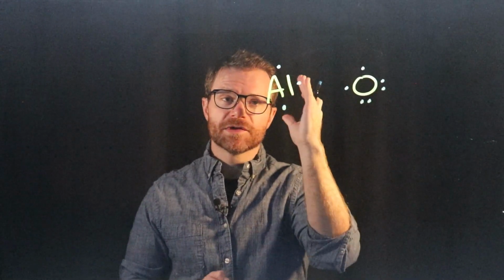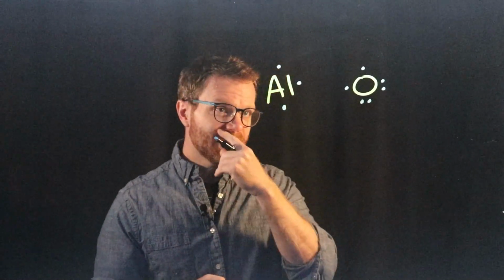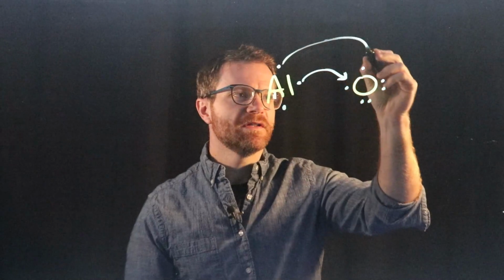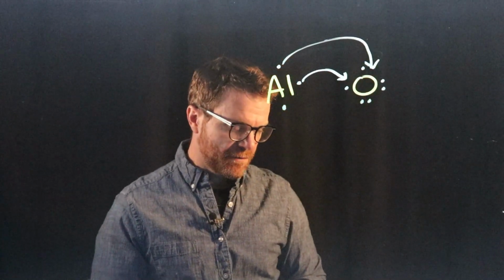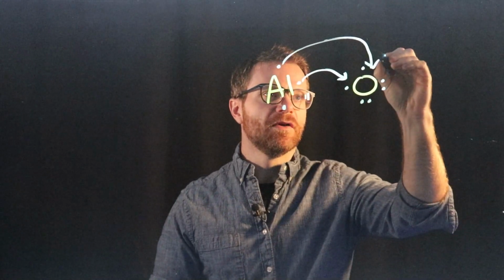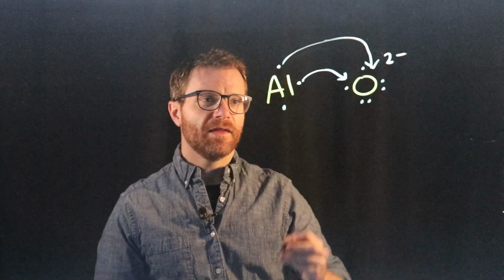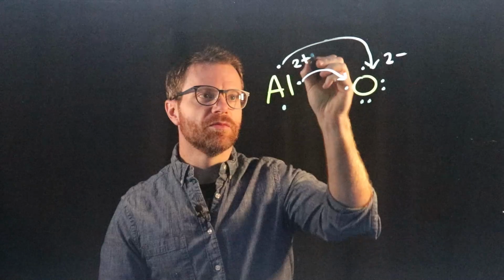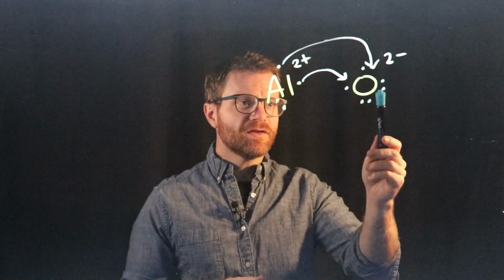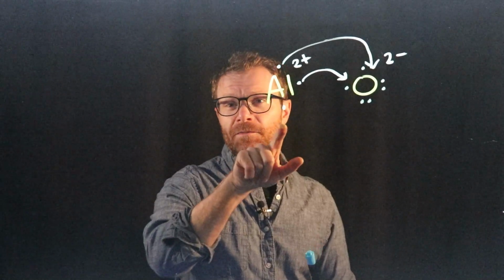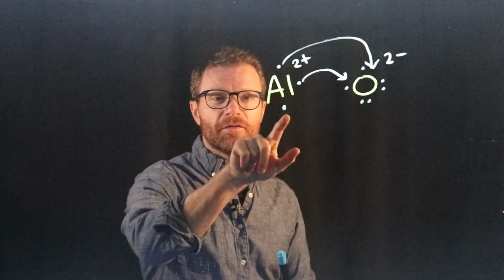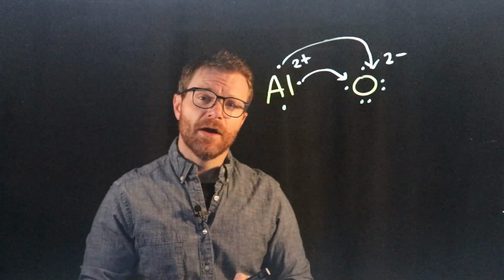Aluminum needs to lose 3, and oxygen needs to gain 2. So let's have aluminum give one of its electrons to oxygen here, and the other one to oxygen here. And now that oxygen is fully stable. It has a charge of 2 minus, and the aluminum has a charge of 2 plus. And the oxygen is great. It now has 8 valence electrons, but the aluminum isn't. It still has 1 valence electron that it needs to get rid of.